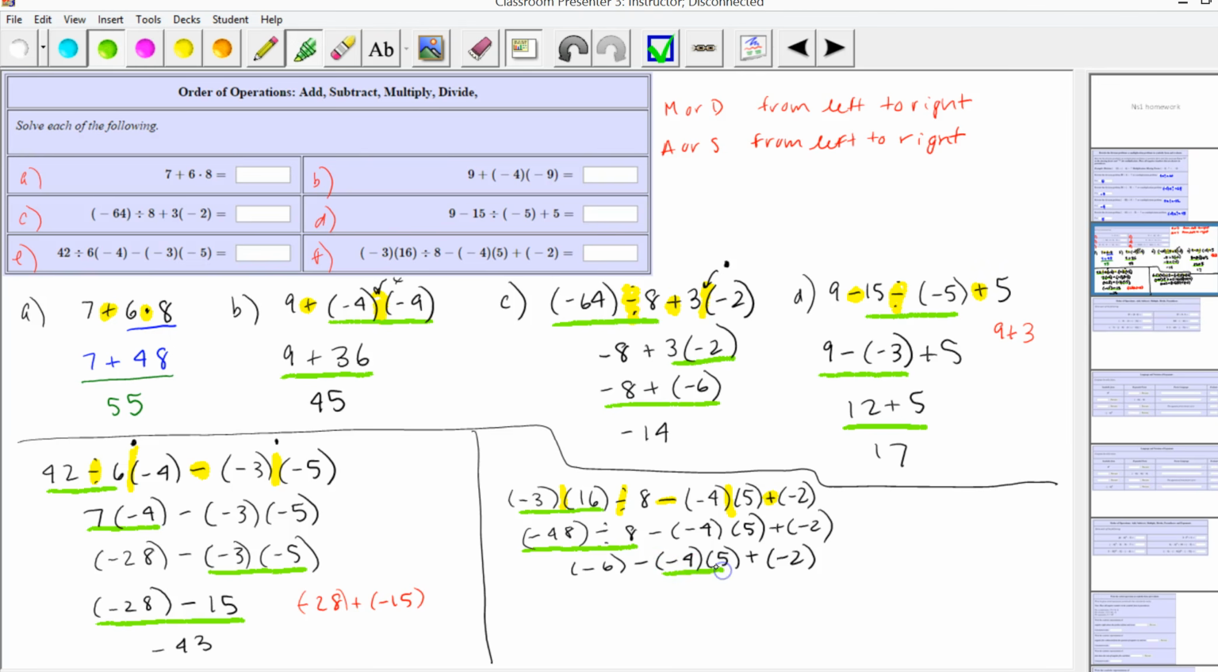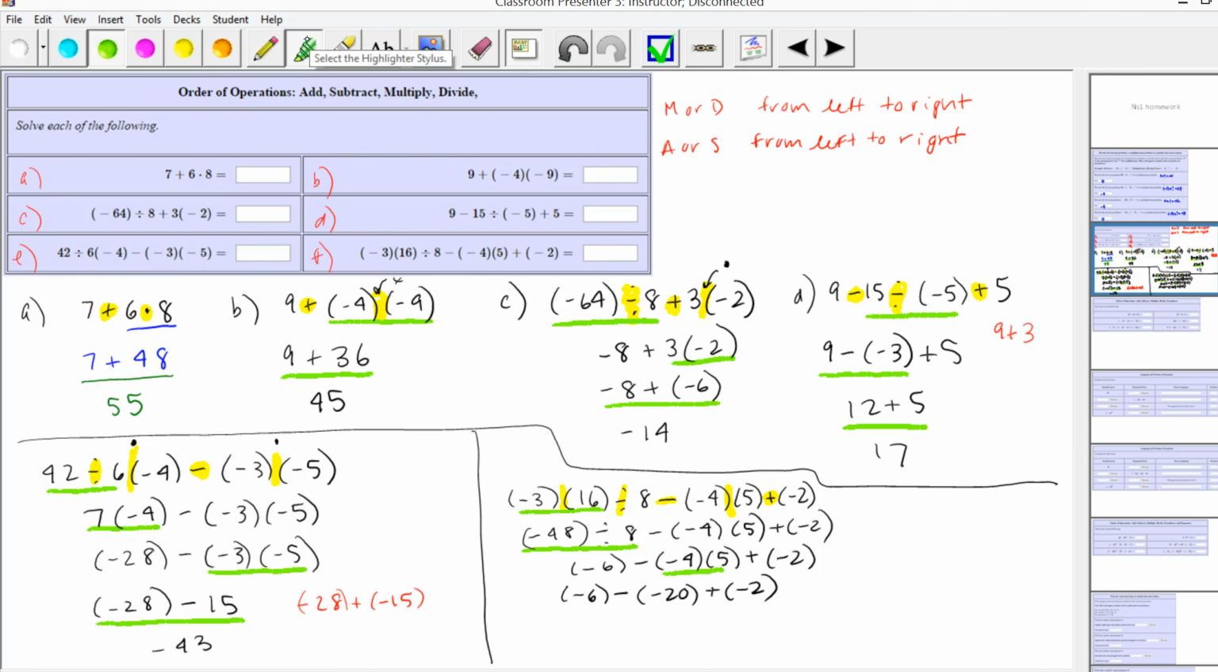So here's our multiplication. So now we have negative 6 minus, well, 4 times 5 is 20, and one of them is negative, so it's negative 20, plus negative 2. Okay. Now we just have subtraction and addition left, so we'll do them left to right.